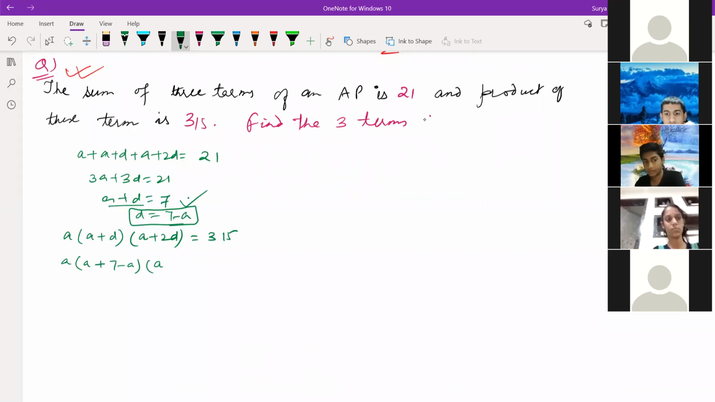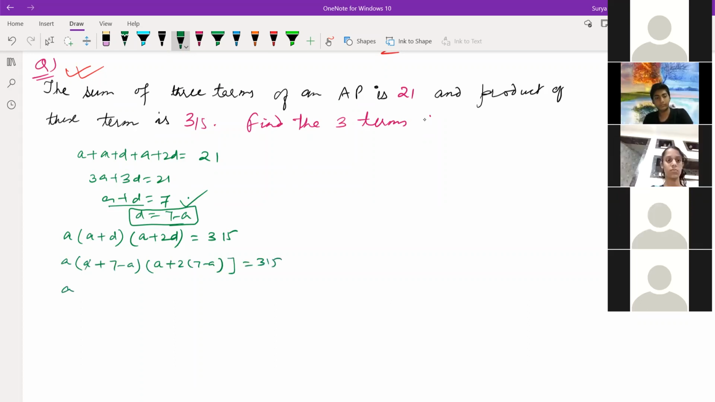Yes, sir. Then A plus 2 into 7 minus A, like this. You are done. Yes, sir. Okay, A and here A will get cancelled, so we'll get 7. Again here A plus 14 minus 2A, correct, is equal to 315. Then again what will we get? 7A in bracket, again what do you get? 14 minus A is equal to 315. Like this you have done, same way. Yes, sir. So 14 sevens are?